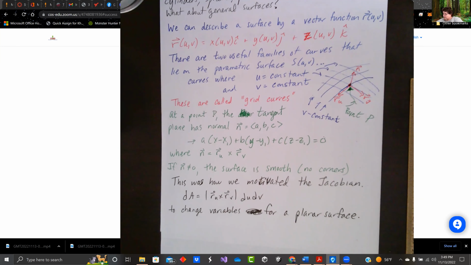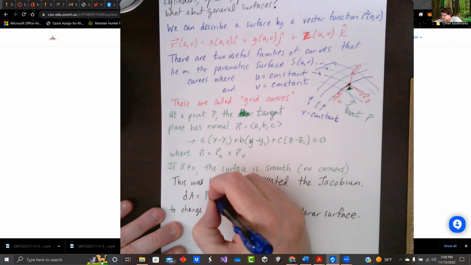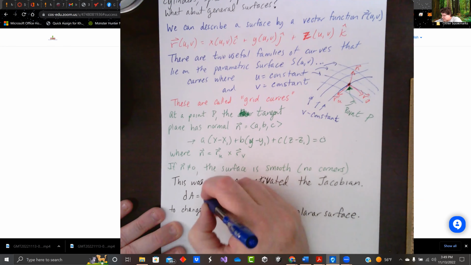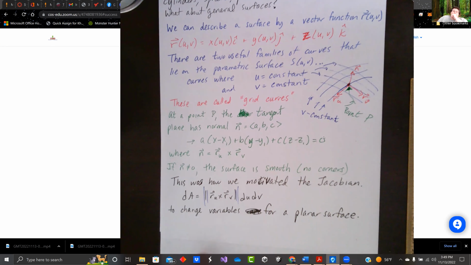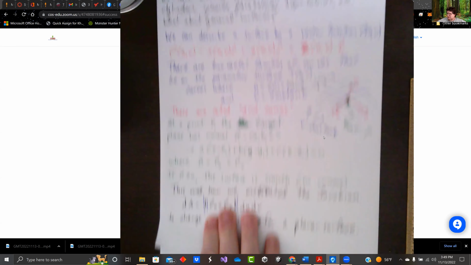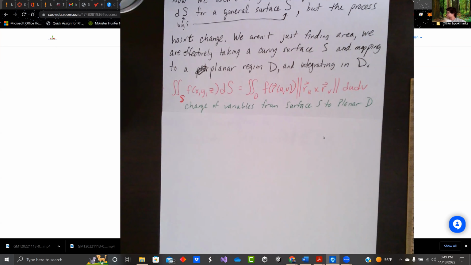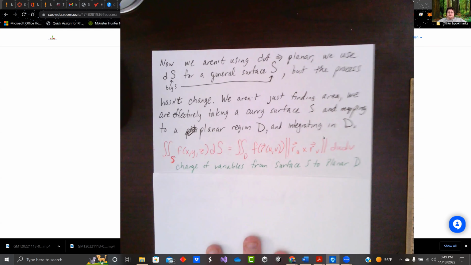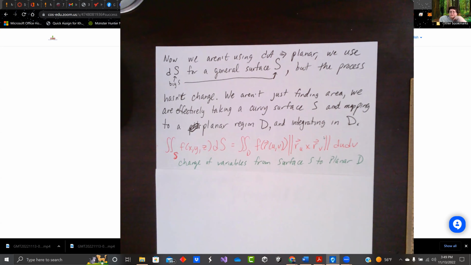We had the magnitude and cross part, and it's what we use to change variables for planar surfaces. Now we want to look at something different. We aren't using dA as for a planar surface. We're going to use dS for a general surface, and that's a big S.